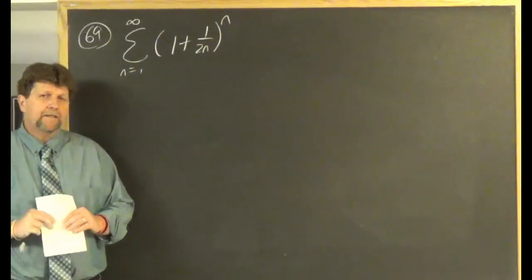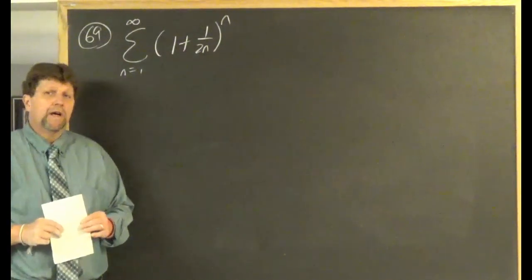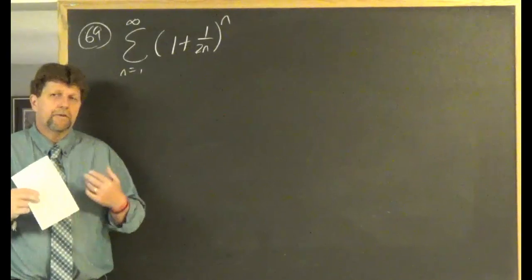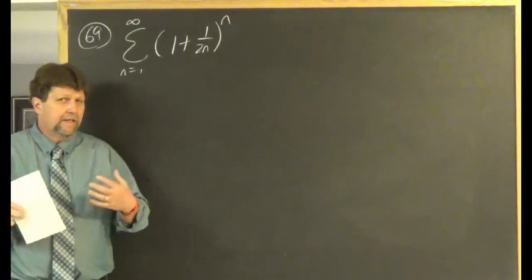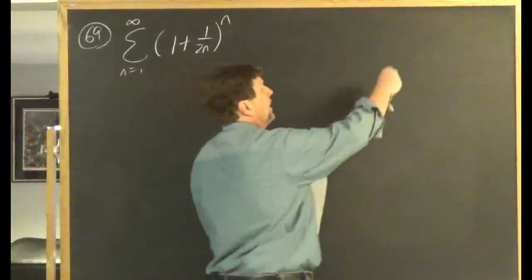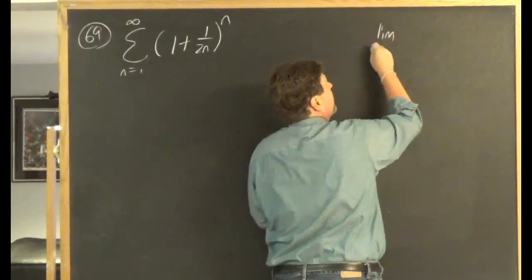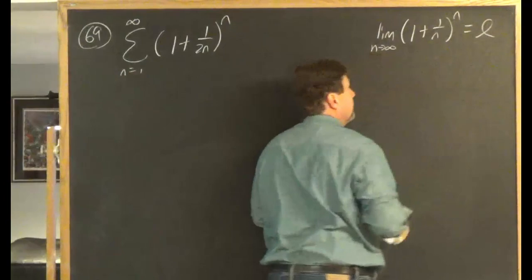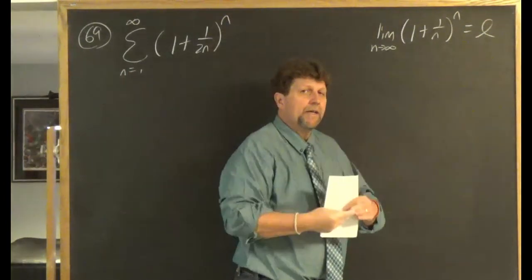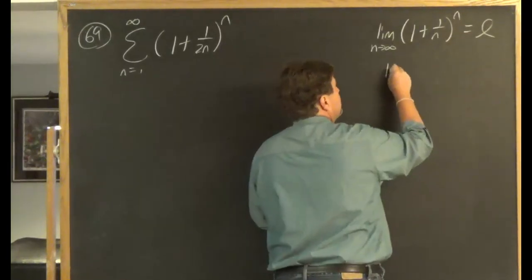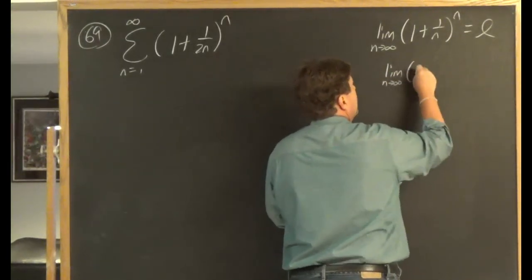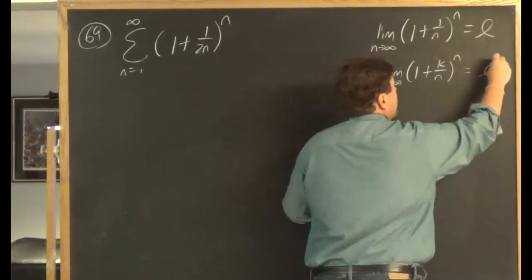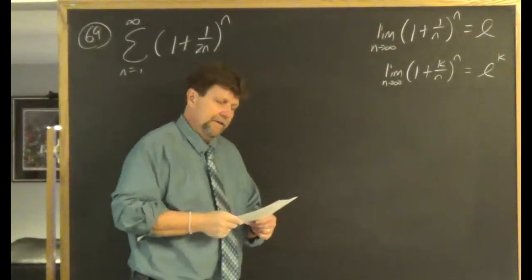Hey folks, number 69. Does the series n equals 1 to infinity, the quantity 1 plus 1 over 2n, all that raised to the nth power, does it converge or does it diverge? My gut feeling is immediately diverges. This is reminding me of something that we know. We know the limit as n goes to infinity of 1 plus 1 over n to the n is equal to e. In fact, we saw back in Calc 1 that in general, the limit as n goes to infinity of 1 plus k over n to the n power is e to the k.